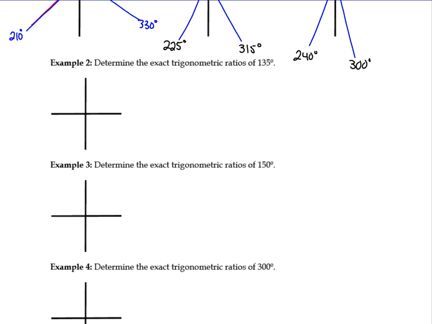So let's try one, okay? Determine the exact ratio for 135 degrees. The first thing we want to do is draw it and figure out what quadrant it's in, which is 2. The second thing we need to know about this rotation angle is its reference angle, so we know which triangle to use from our memorized triangles. What's the reference angle for 135? 45 degrees. 180 minus 135 is 45 degrees.